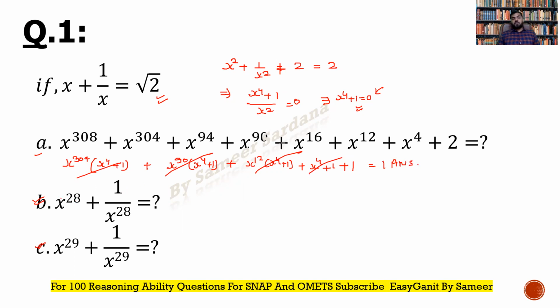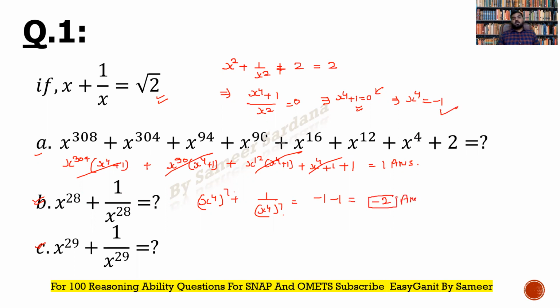Now, question number 2, we are supposed to find out x power 28 plus 1 upon x power 28. Now, if you get to know that x power 4 plus 1 is 0, can I put x power 4 as minus 1 here? Yes. So x power 28 is x power 4 raised to power 7, plus 1 upon x power 4 raised to power 7. Minus 1 raised to power 7 is minus 1. This is also minus 1. Just put x power 4 as minus 1. You'll get the final answer as minus 2.